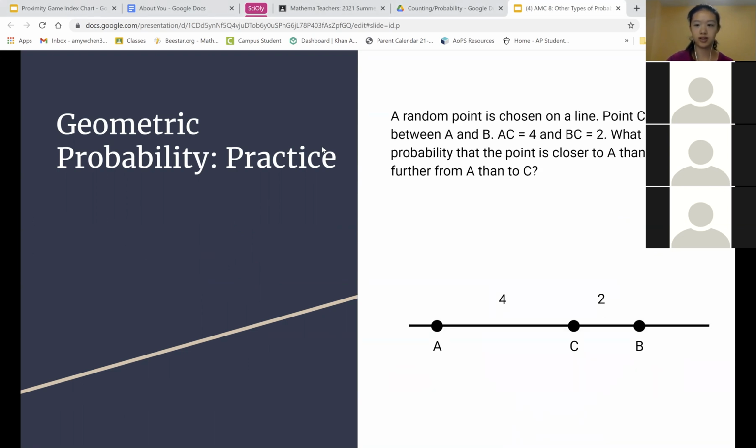Oh, whoopsie. Okay, this question is probably going to be our last question before we either move on or do a Kahoot. So a random point is chosen on this line. Point C is between points A and B. AC equals 4 and BC equals 2. What is the probability that the point is closer to A than B, but further from A than to C? If you're confused about the wording of this problem, just ask me because I kind of wrote it.